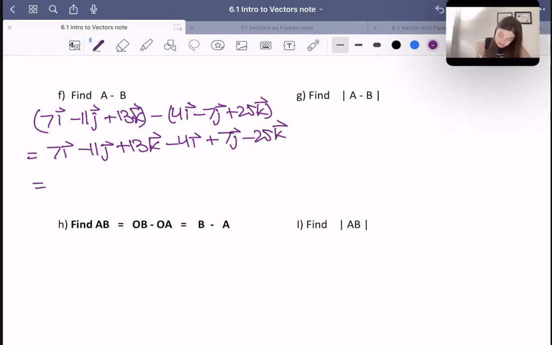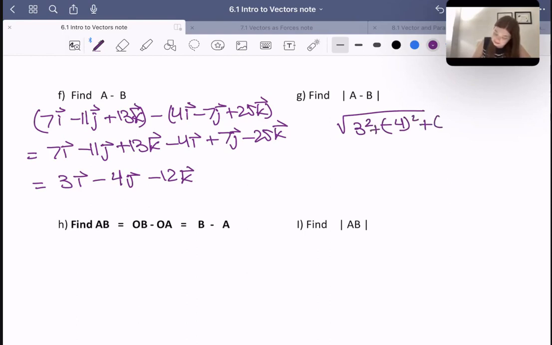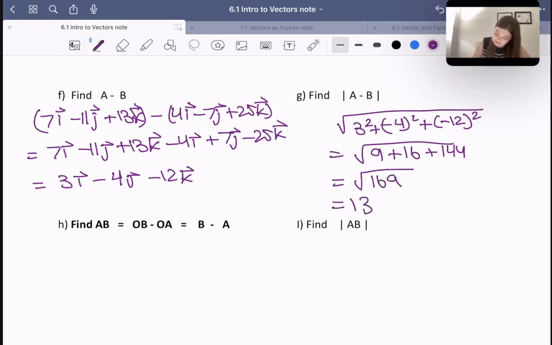So that's going to give us 3i minus 4j minus 12k, and we're going to end up with 3 squared minus 4 squared plus negative 12 squared, which is equal to root 9 plus 16 plus 144, which is equal to root 169, which is convenient because that gives us exactly 13, so that's perfect. Good.